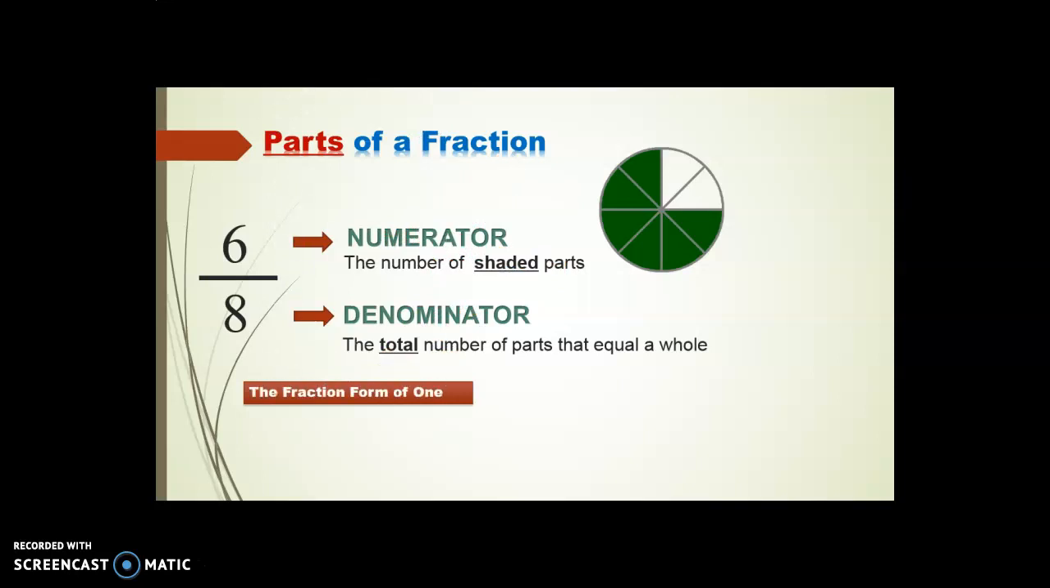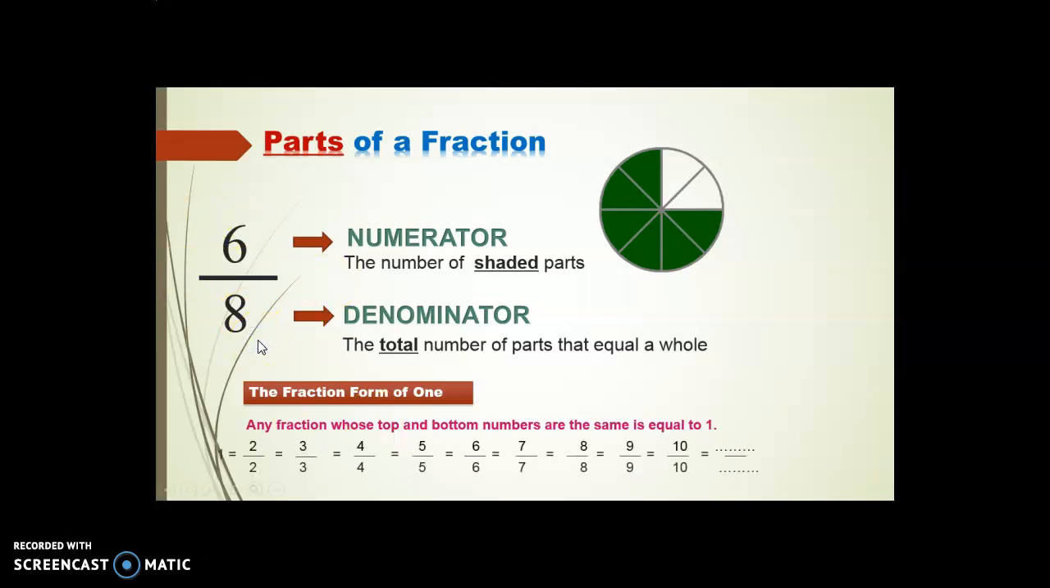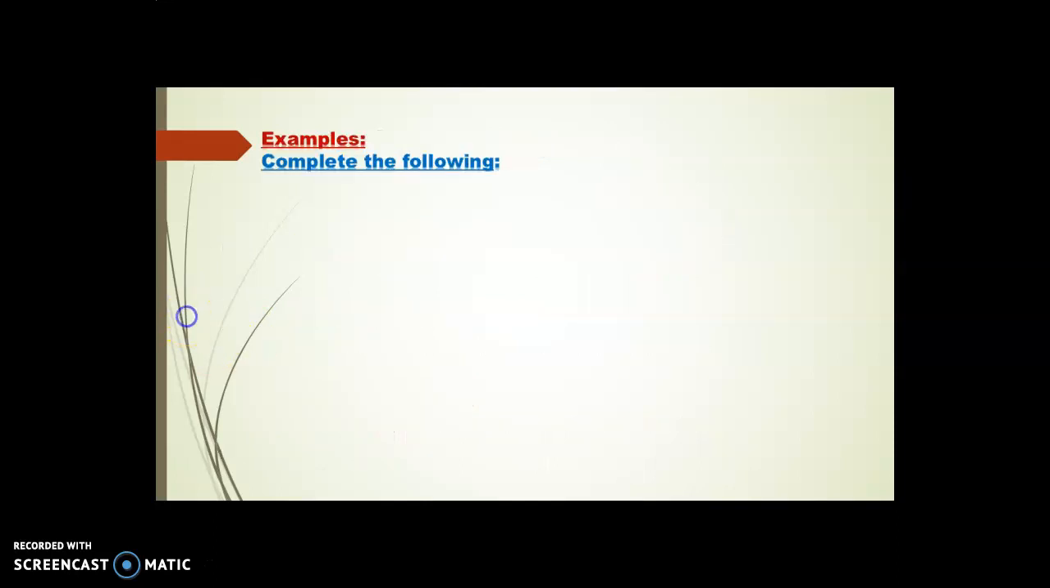The fraction form of 1. What is the meaning of this? Any fraction whose numerator and denominator are the same is equal to 1. 2 over 2 equals 1. 3 over 3 equals 1. 4 over 4 equals 1. 5 over 5 equals 1, and so on. We can say it's like division, when we say any number divided by itself equals 1.